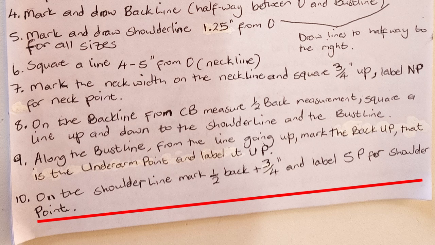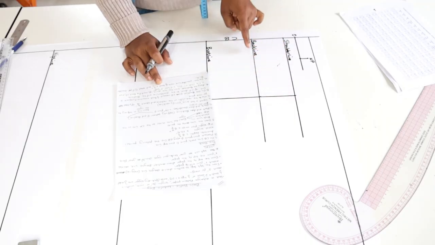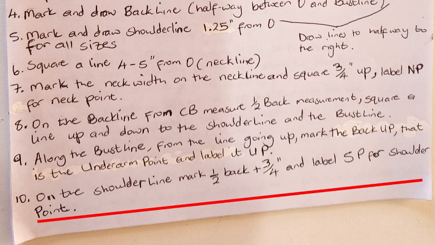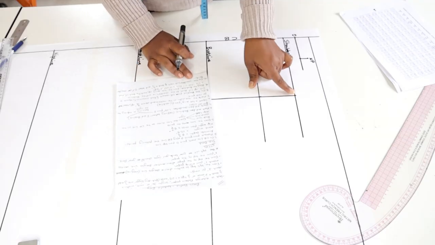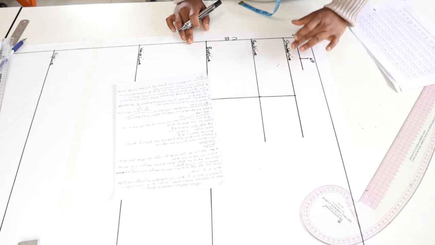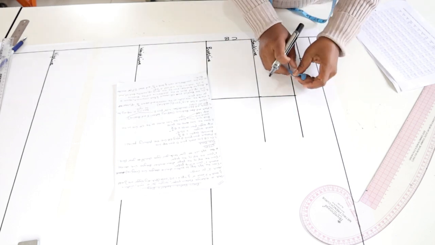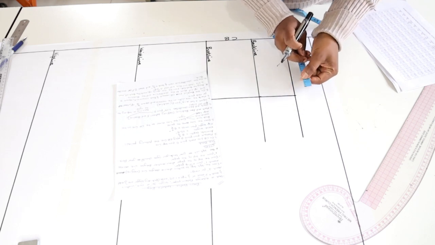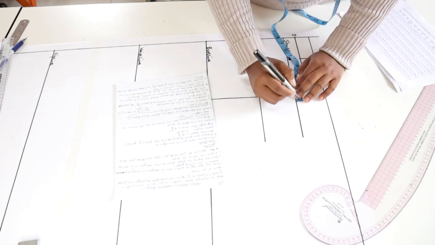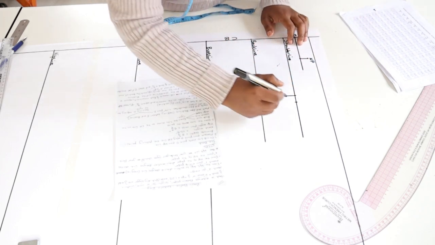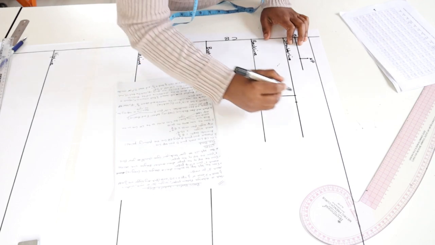Then it says next we come back to the shoulder line. We are going to mark half the back width. That is half the back width. Remember, it's exactly this measurement. And then we are going to add 3/4 of an inch. And then we make a point and label it as SP for the shoulder point. So because we already have half the back width, which is this one, from there we are going to add 3/4 of an inch. So measure 3/4 and we mark this new point that we have now. We are going to label it as SP for the shoulder point.